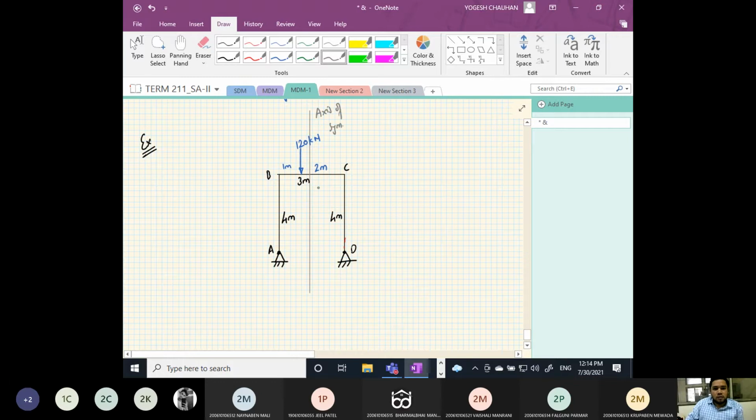Okay, now here you can see that the frame is symmetric with respect to boundary condition. With respect to geometry, it is symmetric, but with respect to the loading, it is unsymmetric. So this frame is a sway frame because there is no lateral restraint provided. And for this frame, EI is constant.